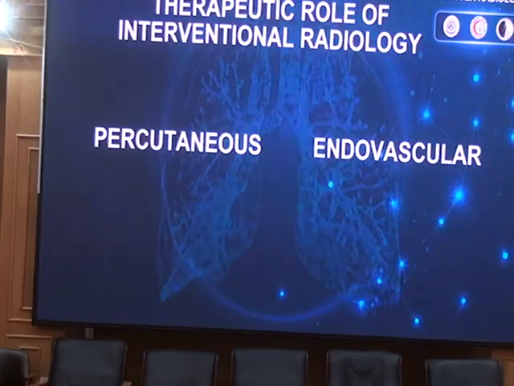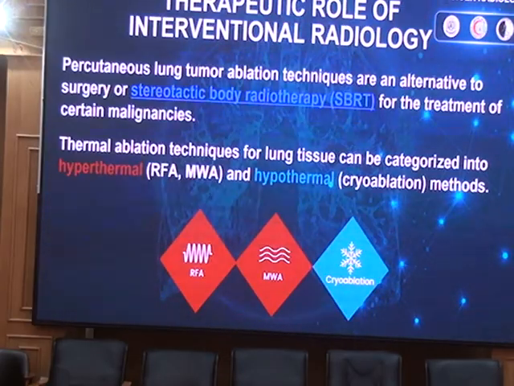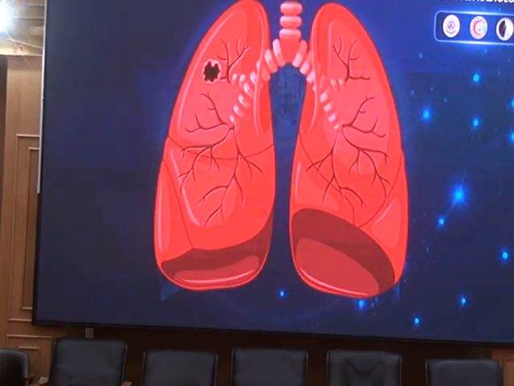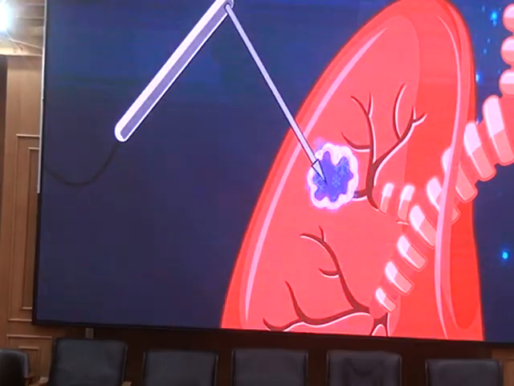Therapeutic role of interventional radiology in lung malignancy: we can use percutaneous or endovascular approaches in different scenarios. Percutaneous lung tumor ablation is an alternative to surgery or stereotactic body radiotherapy for the treatment of certain malignancies. For thermal ablation, we use either hyperthermal or hypothermal methods. Hyperthermal uses radiofrequency or microwave ablation. Hypothermal is called the cryoablation method. Cryoablation utilizes a special type of probe introduced into the lesion. With repeated cycles of freezing and thawing, we reach tissue necrosis.